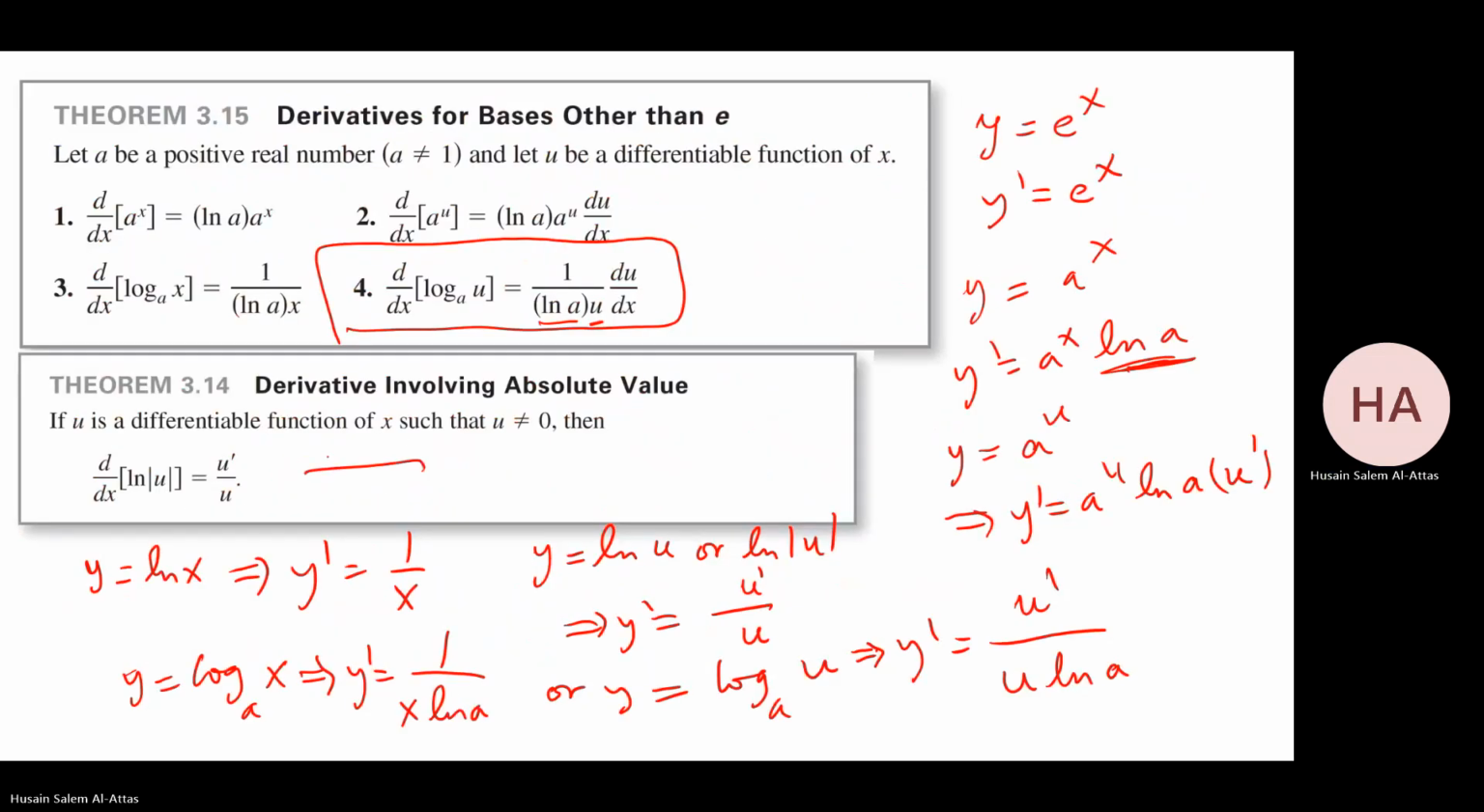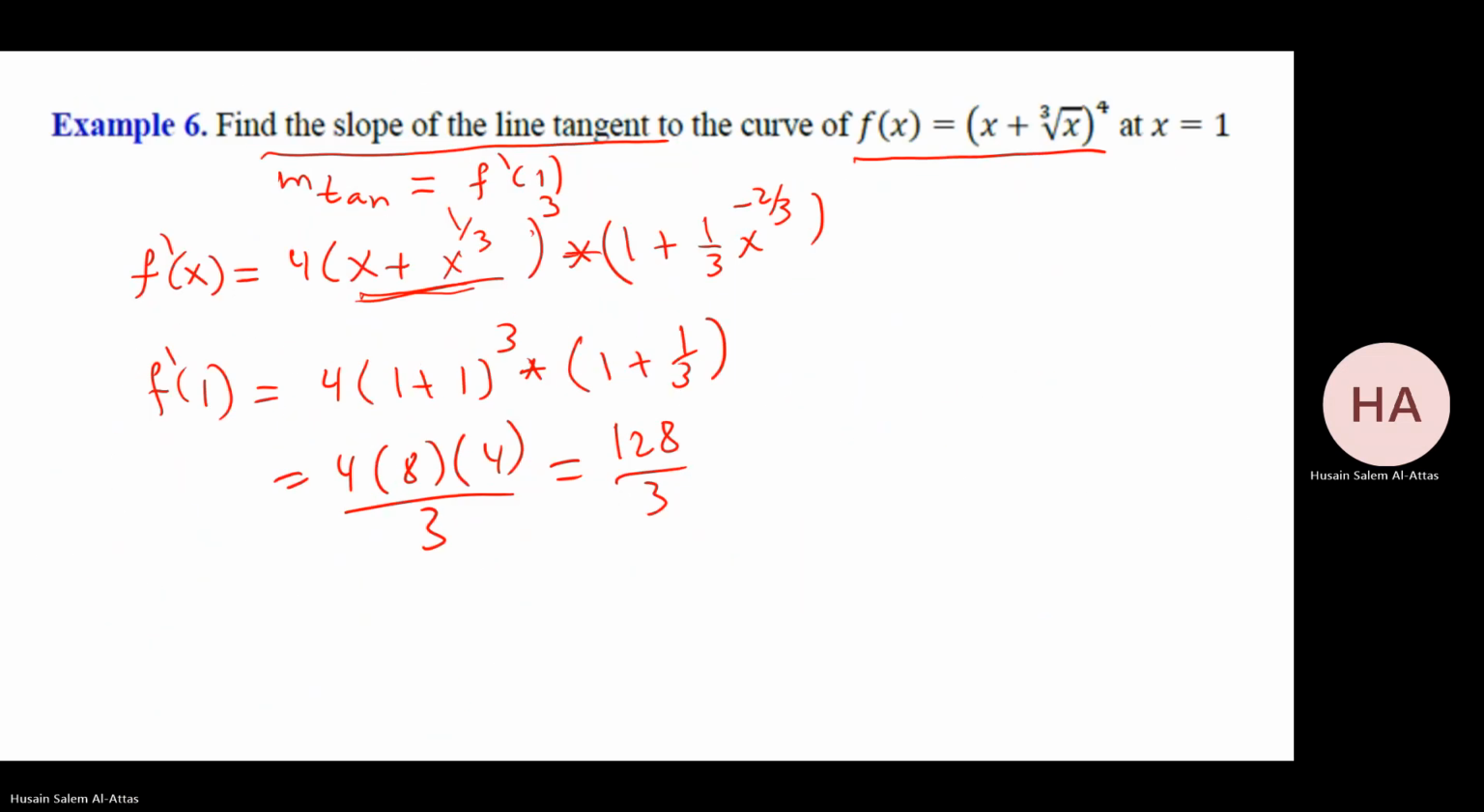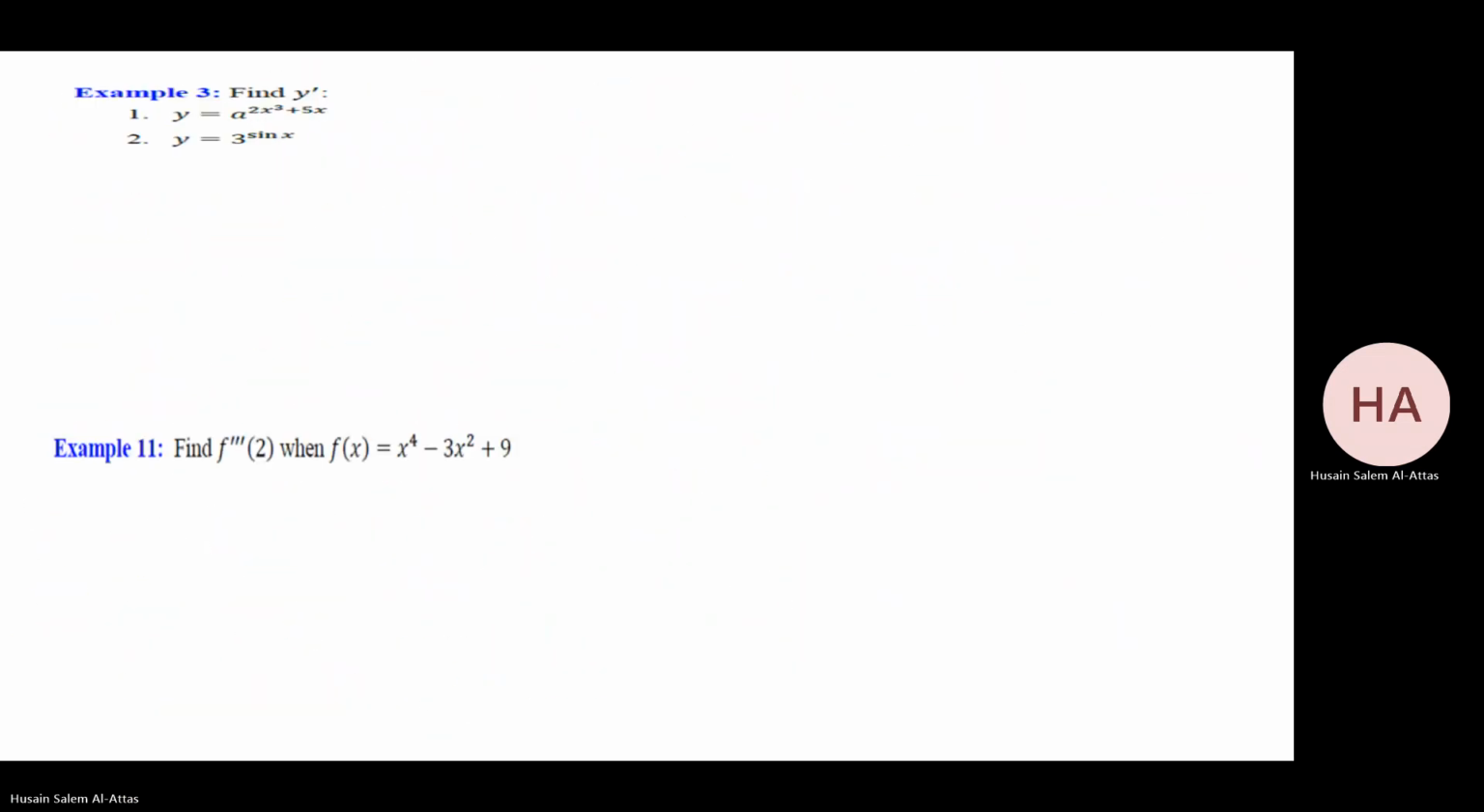What's the derivative of ln absolute value of u? It's u prime over u, like the derivative of ln u. These two are the same. Okay.